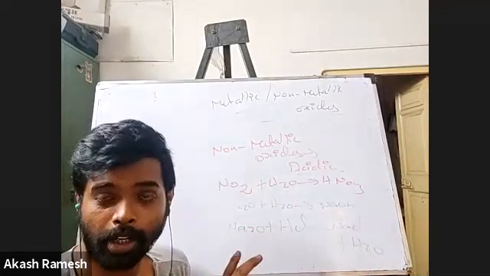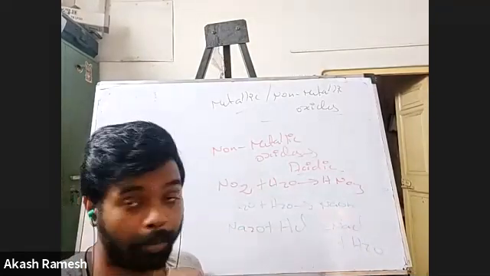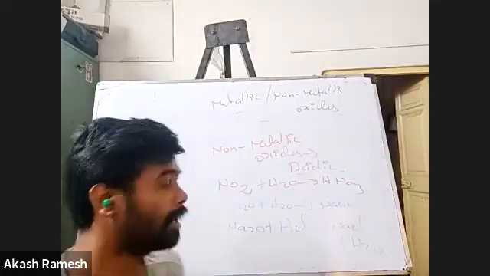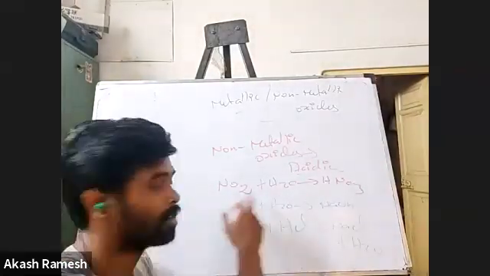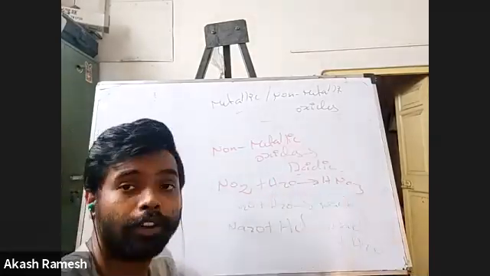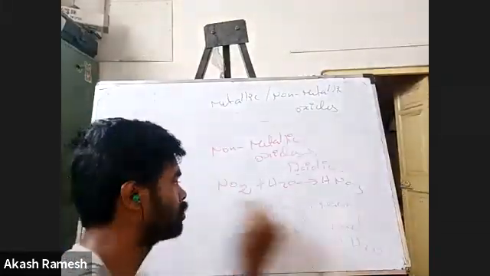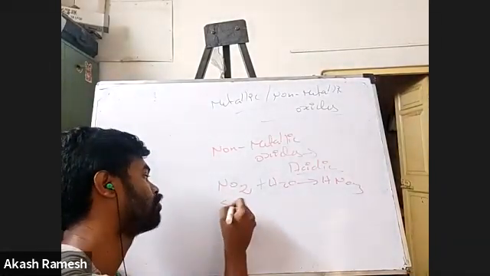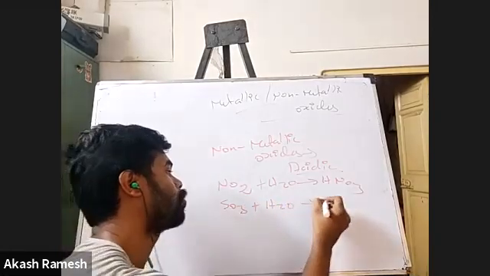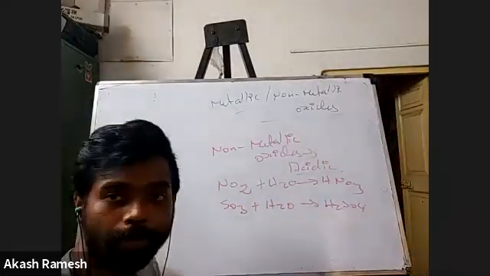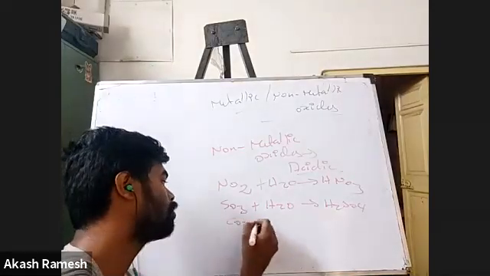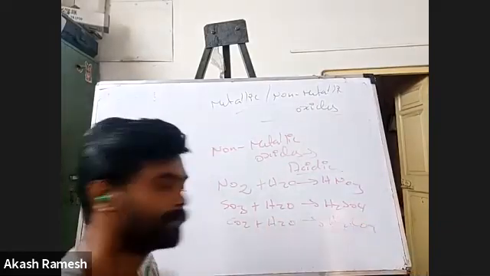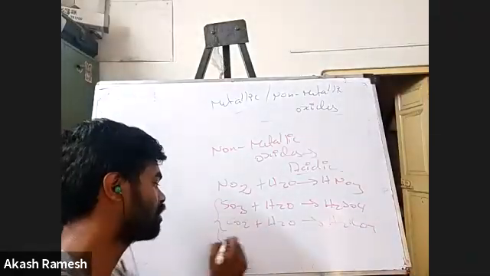So last time what you saw, when I have a metallic oxide reacting with water, it forms a base. Here you see a non-metallic oxide reacting with water to form an acid. The same way I'll be able to say another reaction also. For example, SO3 reacting with water is going to form H2SO4. Say if I have CO2 reacting with water to form H2CO3.